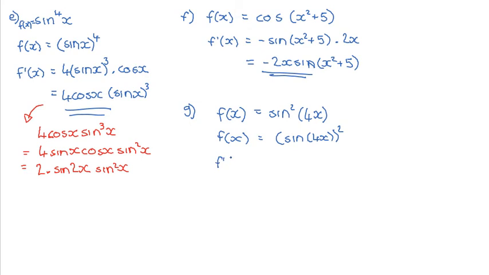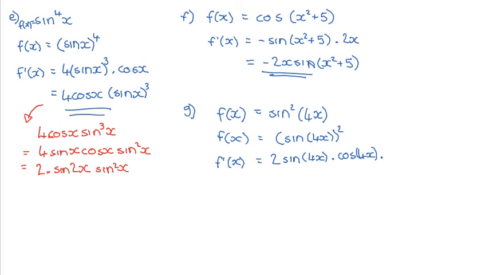So f dashed of x, differentiating the square first, that becomes 2 sine 4x. Now bear in mind, it just becomes power 1, so it's just 2 sine 4x is fine. We then want to start multiplying by the derivatives of the inner functions, so sine 4x would be the next inside one. Sine would go to cos, so we get cos 4x.